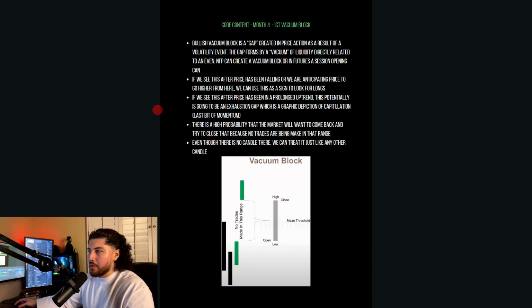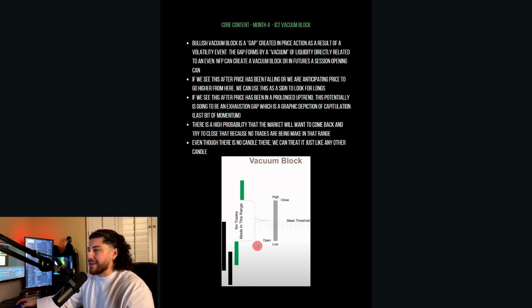There is a high probability that the market will want to come back and try to close that because no trades are being made in that range. Even though there is no candle there, we can treat it just like any other. So a vacuum block is just when price makes a literal gap in the market, and usually this is caused by news events. Now, when we see a vacuum block, we can look at it two ways.